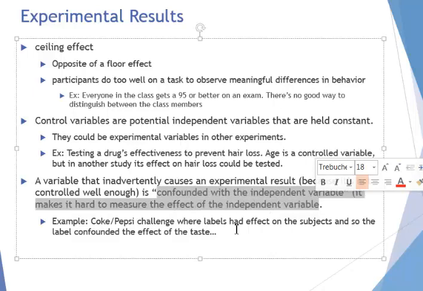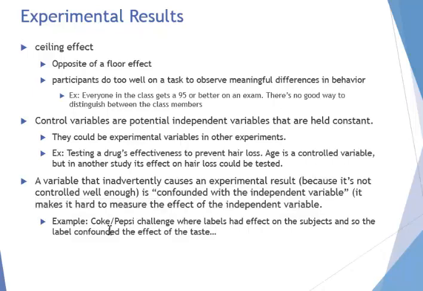It's confounded with the independent variable. There's an example here, a Coke Pepsi challenge where labels had the effect and confounded the effect of the taste. They wanted to give people a taste test, and so they gave them the soda, but as it turns out, one of them had a better label. And the one that had a better label, it got into people's psyche that it tasted better. So that's a confounding variable. That's why when you really do a taste test, what you should do is put them both in the same exact cups, and don't tell them which is Coke and which is Pepsi.